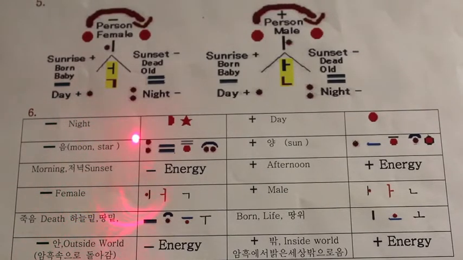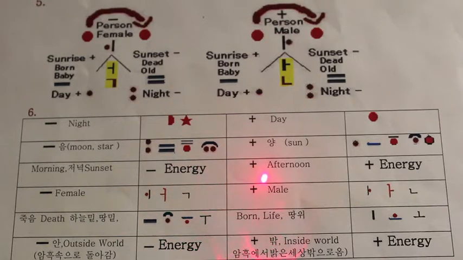Negative night, 2 subjects. Positive day, 1 subject. Negative moon and star are represented like this. Positive yang, the sun, is represented like this. Morning, night, sunset is negative energy, and positive afternoon is positive energy. Negative female is represented like this, and positive male is represented like this.